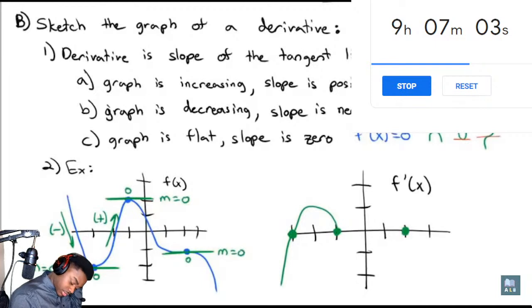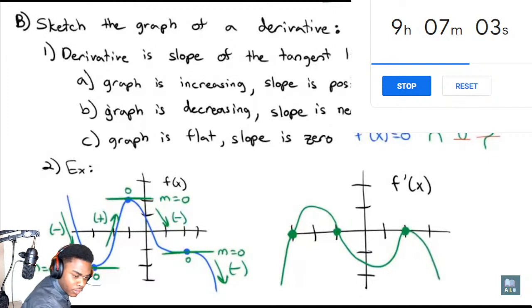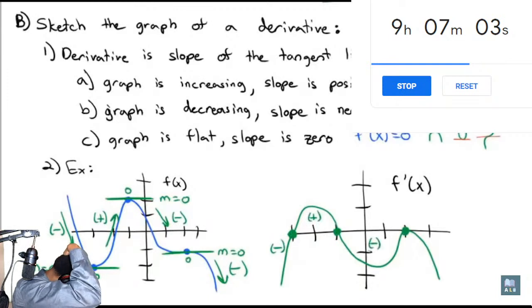Then we're decreasing to the next 0, so we're going to be negative. Need to be negative to the next 0. But afterwards, it's still decreasing, which means after the next 0, we still need to be negative. So the graph starts negative, turns positive, turns negative, and then stays negative.